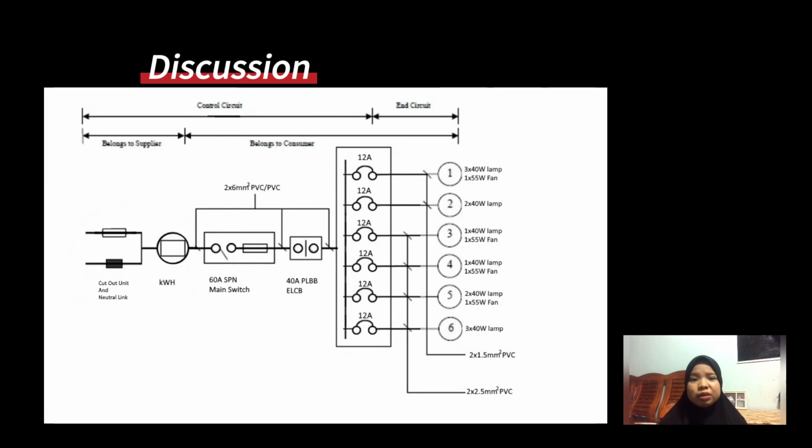Finally, the number 6 MCB will turn on the 3 lamps, and then the outcome of the MCB in the distribution board is determined by the supplier, who is the cut out, and the neutral link, which is connected to the consumer, who is the primary switch end.